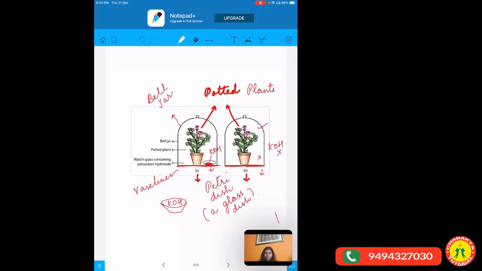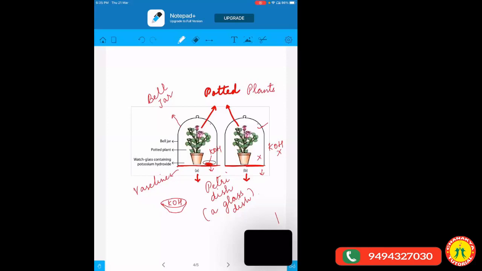Fine. So this is what the experiment is all about. Sometimes they give you a picture and ask you to identify the difference between both pictures. Sometimes they ask you to write the function of KOH, which is to absorb the carbon dioxide. Sometimes they ask you to write the function of Vaseline. Vaseline is used to make the setup airtight. So this is how questions come from this part.